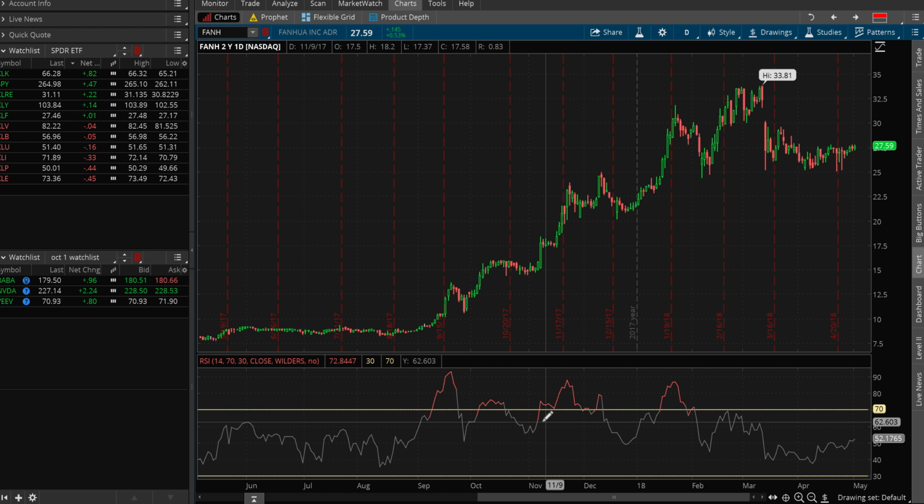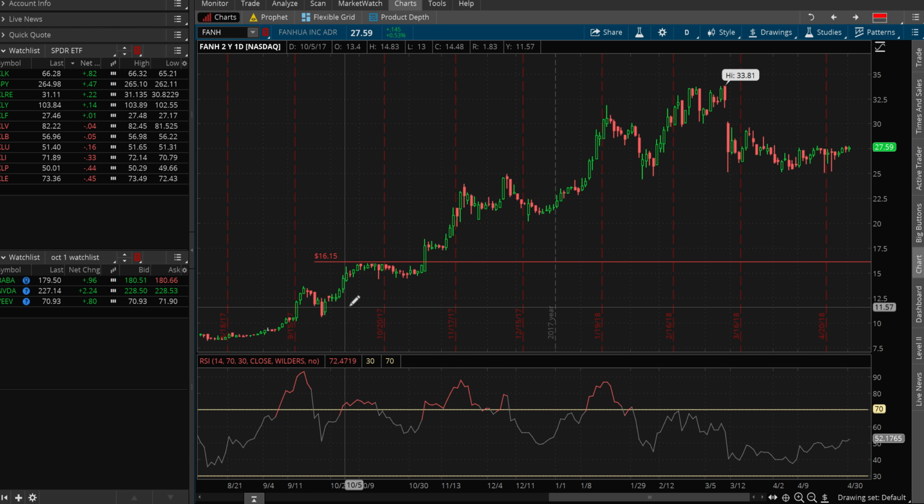So generally, if the RSI is over 60 on a daily time frame, it's really a good idea for you to take a look at it and go for breakout trades. For example, this is a big breakout trade, right? So let me zoom in over here.